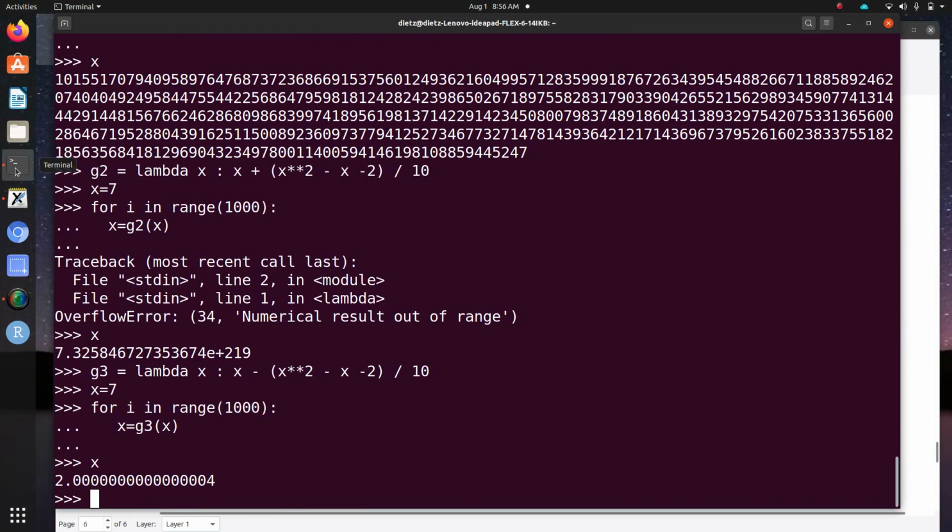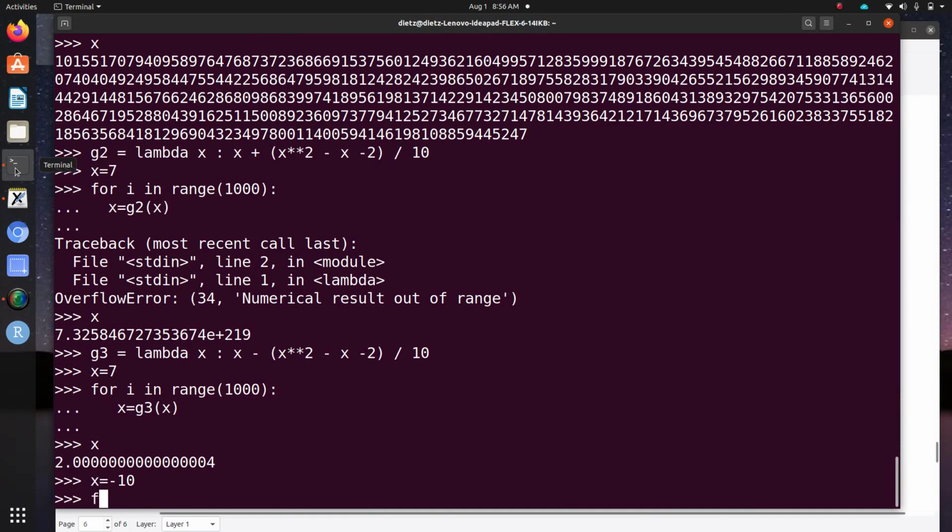Okay, so all is well with the world. We managed to converge, but we still would like to get the other root, the -1. So let's try x equals -10 and see what happens when we start with x equals -10.